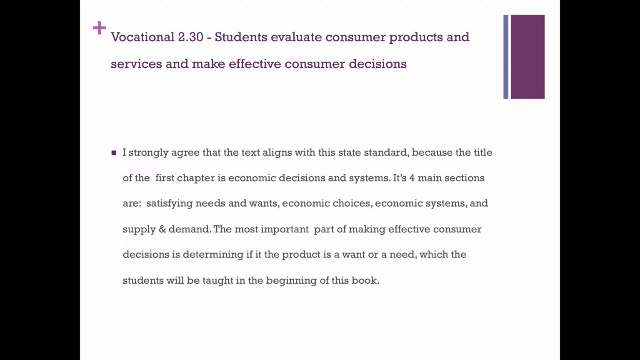In the third standard I chose, Vocational 2.30, I said that I strongly agree that the text aligns with this state standard because the title of the first chapter is Economic Decisions and Systems. Its four main sections are satisfying needs and wants, economic choices, economic systems, and supply and demand. The most important part of making effective consumer decisions is determining if the product is a want or a need, which the students will be taught in the beginning of this book.